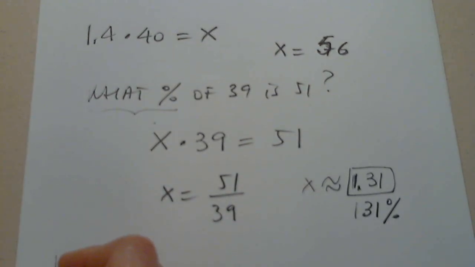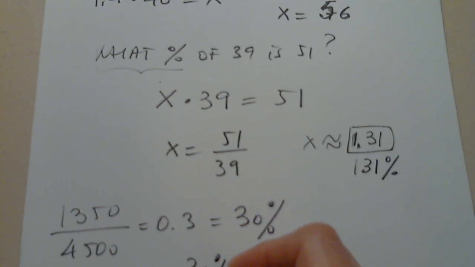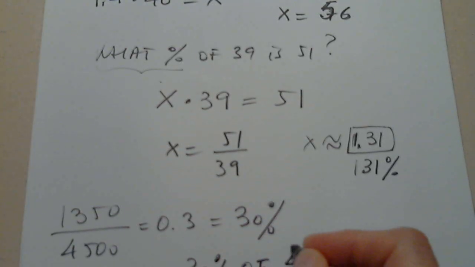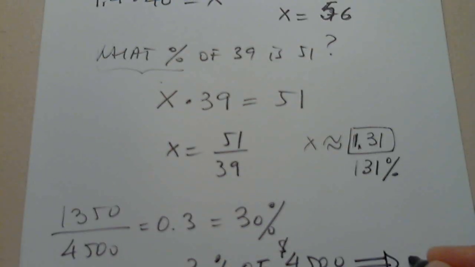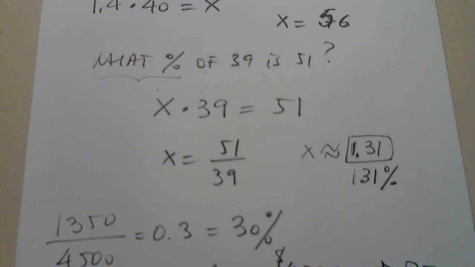So 1350 over 4,500. When I divide 1350 by 4,500, we get 30%. So the answer here is 0.3 or 30%. And we say 30% of 4,500 goes towards rent. So 30% of her income.